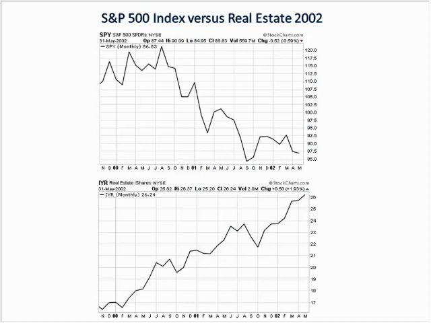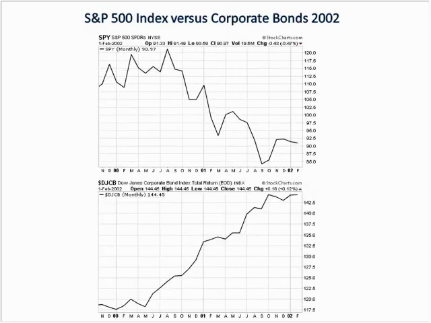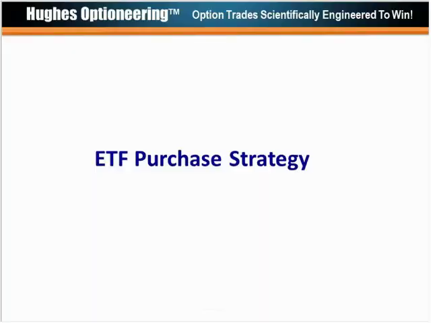And this was during the 2001-2002 bear market, and you can see the S&P was in a downtrend, but at the same time, the real estate ETF was in a strong uptrend. So even though the S&P was in a severe bear market, there's opportunities from both sides as the iShares real estate was in a strong bull market. Here's another example, the S&P in 2001, strong downtrend, and the corporate bond index in a strong uptrend. So we have lots of opportunities using ETFs.